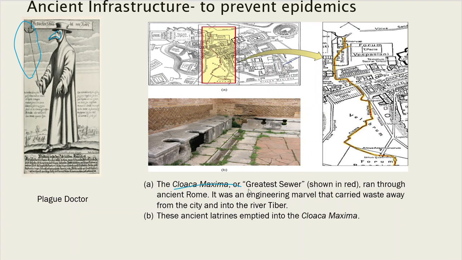Cloaca Maxima, the greatest sewer, that was actually built in Rome in ancient times, and by doing that, they were able to carry their septic waste away, and that prevented lots and lots of disease. So again, you know, those ancient folks were pretty smart.